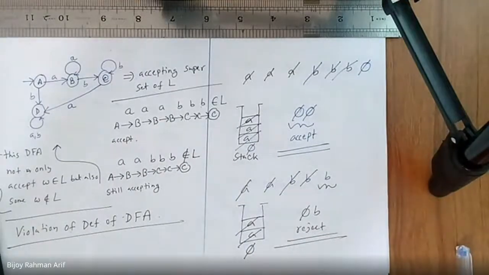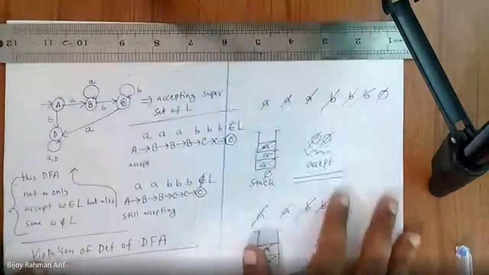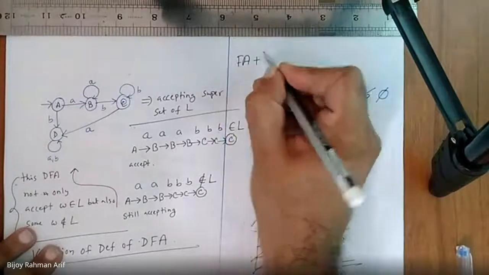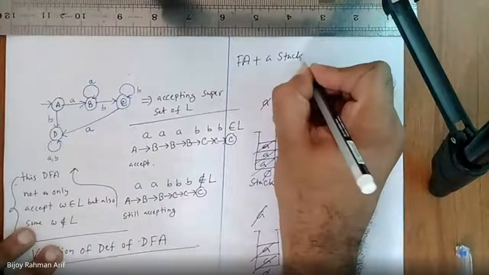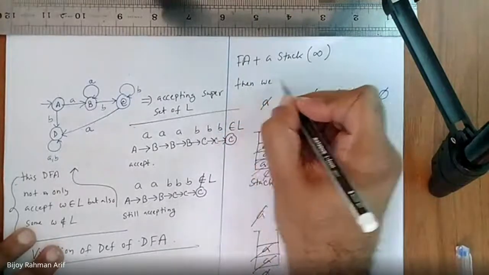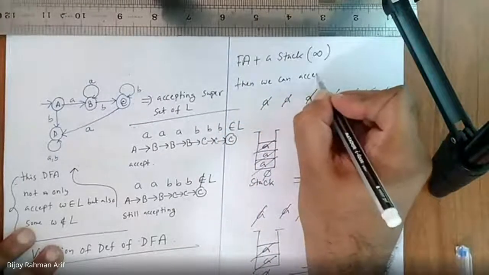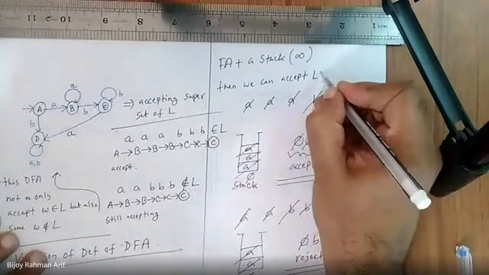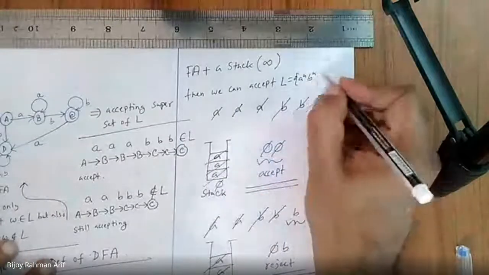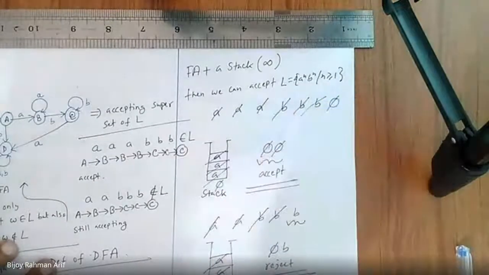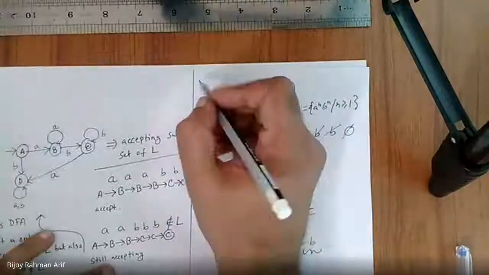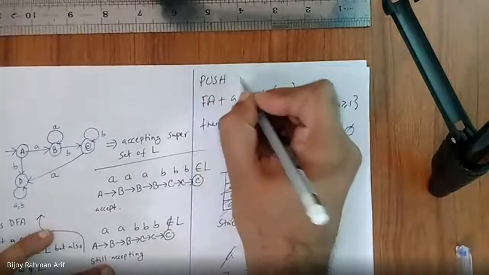Yes, sir. So that means if we incorporate a finite automaton plus a stack of infinite memory, then we can accept the language A^n B^n, where n is greater than or equal to 1. Am I right? And this is nothing but called a pushdown automata.